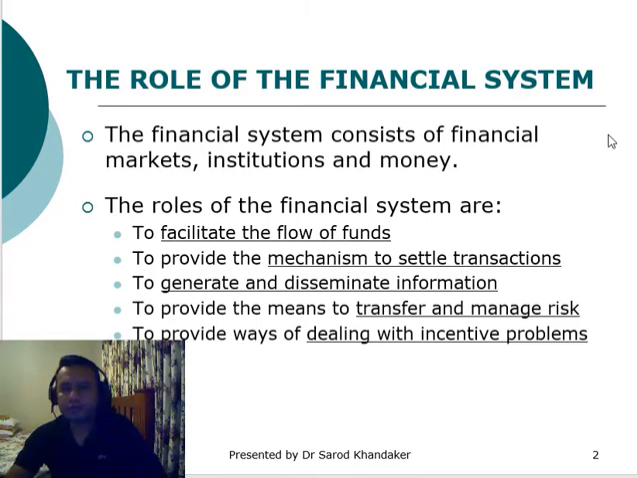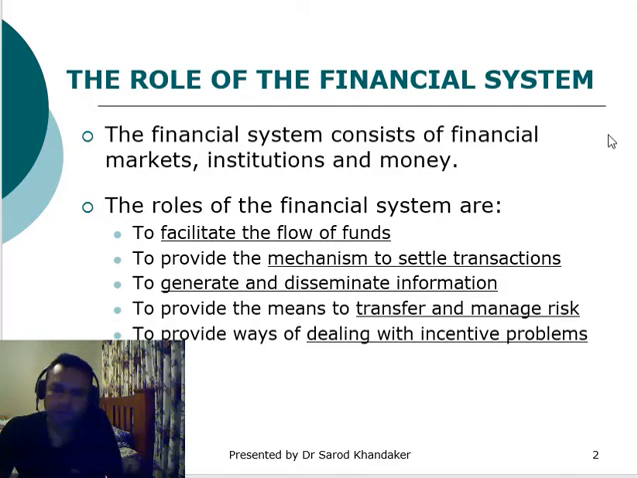Now, when we discuss the overview of the financial system, we need to understand the roles of the financial system. So the financial system consists of financial markets, institutions, and money. These are the three major themes of the financial system.